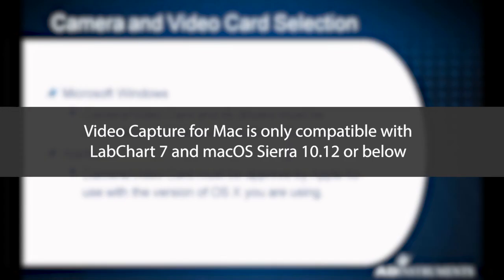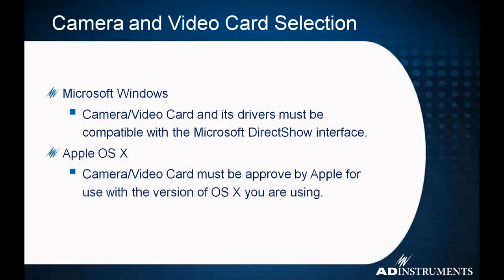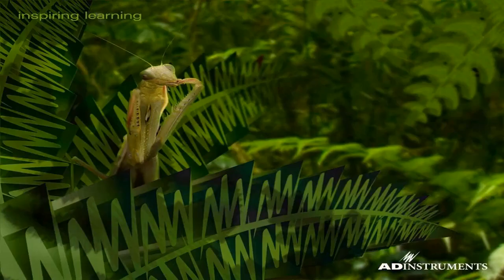Regarding the video capture module's counterpart in our Mac software, the video camera must be approved by Apple for use with the version of OS X you're using. That's the basic thing. They don't have any sort of standard like Microsoft does. It's just if it's approved by Apple, it should work with the capture module. Same warnings apply. Make sure it's a good, reputable company that's making the camera, and you should be okay.